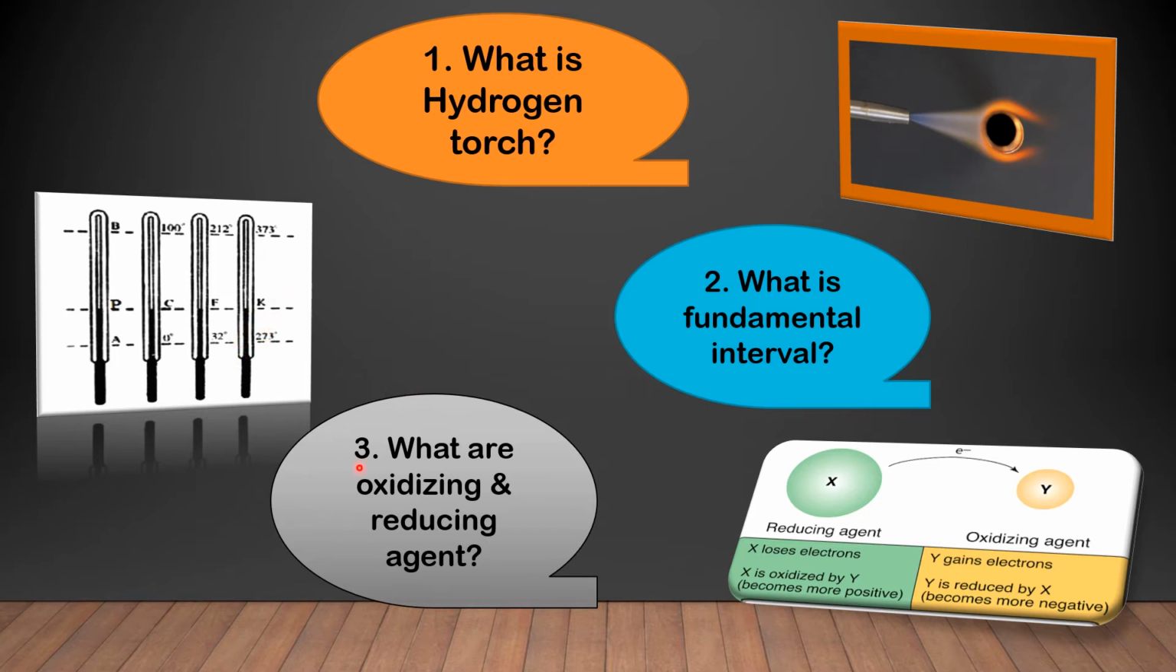Now, the next question is, what are oxidizing and reducing agent? Question number 3. First you see the diagram, X and Y. X is reducing agent. Why? Because X loses electrons and X is oxidized by Y, becomes more positive. And Y is an oxidizing agent because Y gains the electron. So Y is reduced by X, becomes more negative.